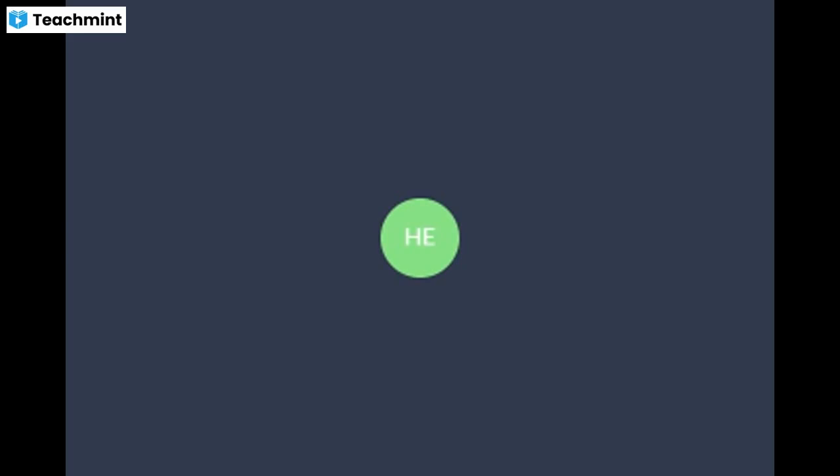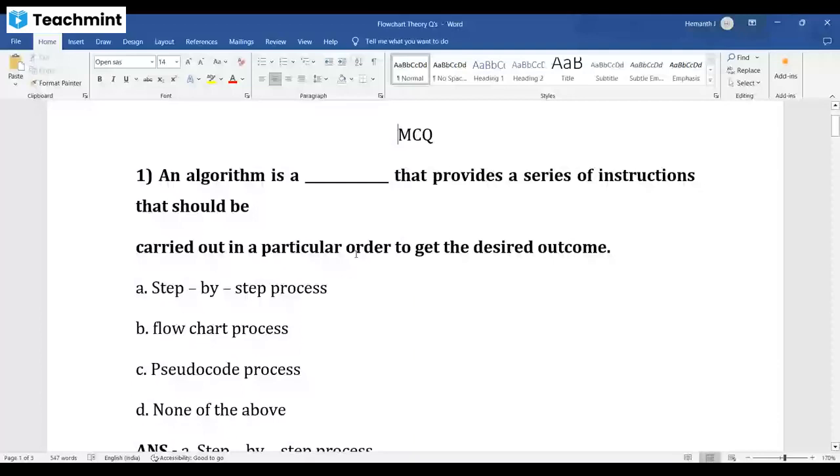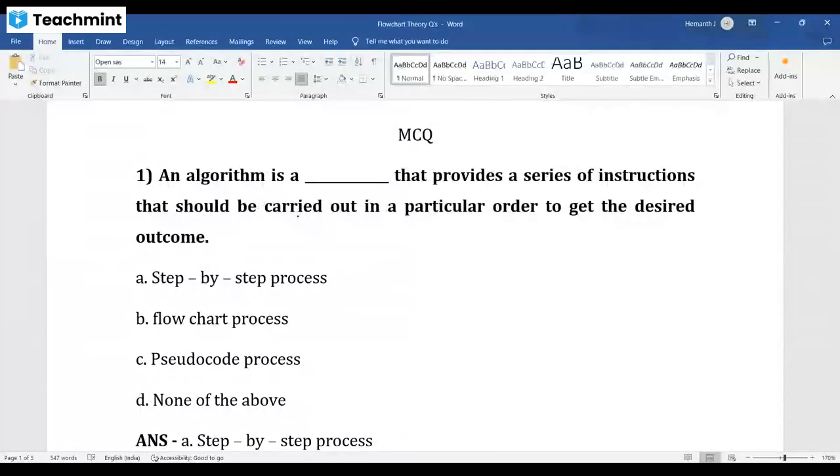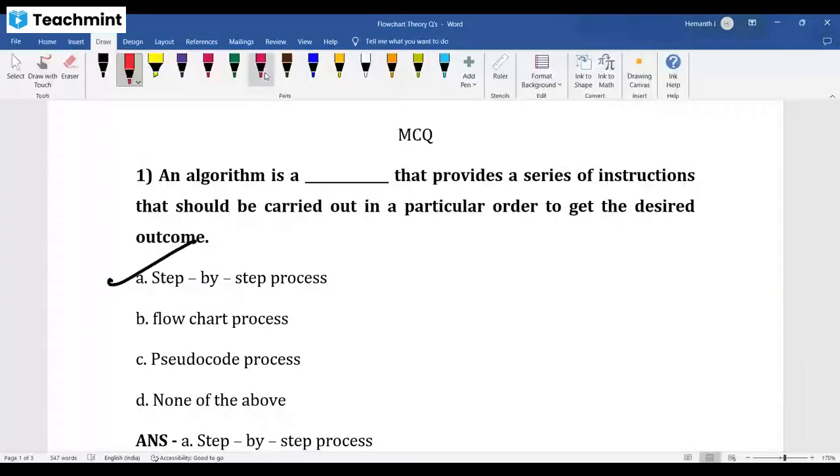Now, these are a few theory-based questions which we shared. An algorithm is a dash that provides a series of instructions that should be carried out in a particular order to get the desired outcome. This is also what they asked previously. It's a step-by-step process that provides a series of instructions, right? This is already shared.